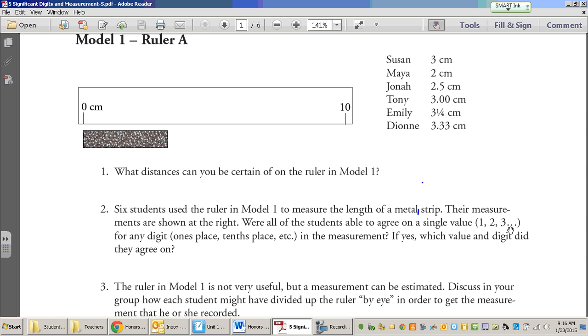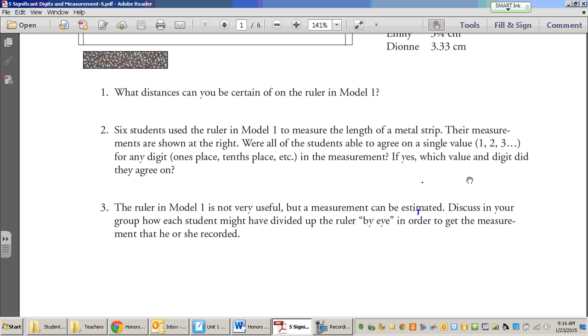So you can say that because there's no graduations here. They all have to really eyeball it and guesstimate. So let's say, no, they weren't able to record something all the same way. They weren't able to agree on a single value. Okay? If yes, there's no yes. The answer is no.